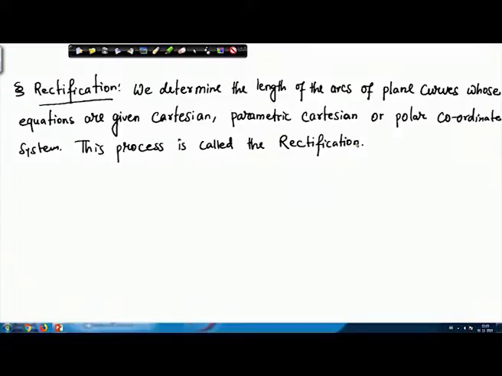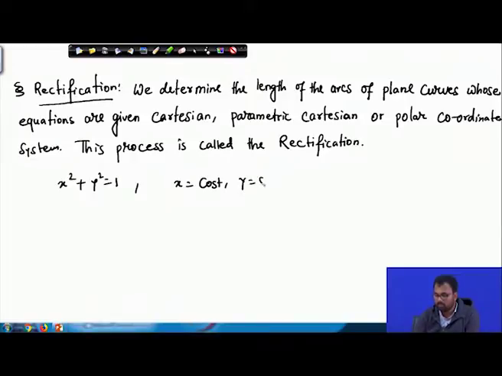Either it can be a Cartesian equation, something like x squared plus y squared equals 1, which is the equation of a circle with unit radius, or parametric Cartesian, so we can write x equals cos t and y equals sin t, or polar coordinate system, where we can write x equals cos theta, y equals sin theta, where 0 is less than or equal to theta less than or equal to 2 pi. Any one of them can be considered, and this process is called the rectification of a curve.